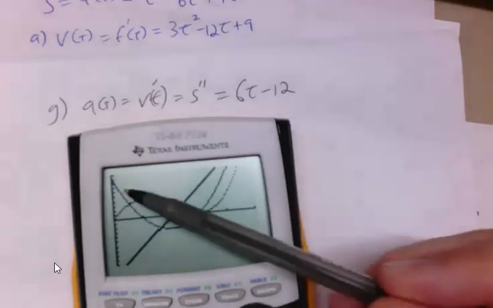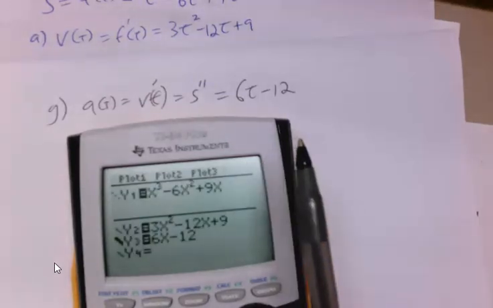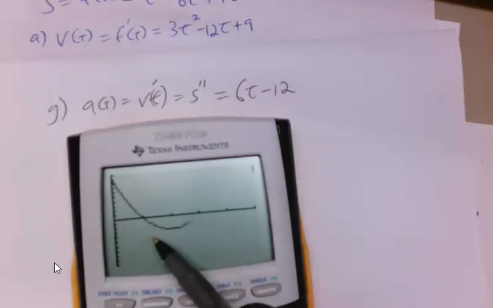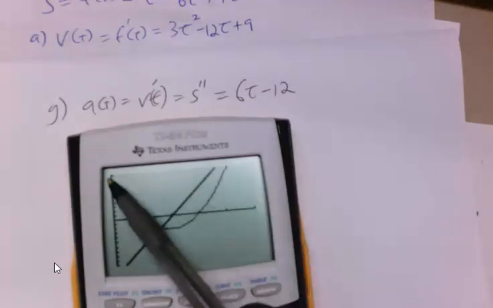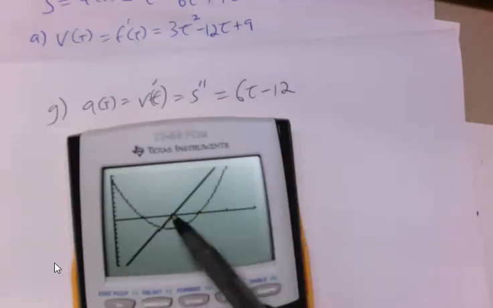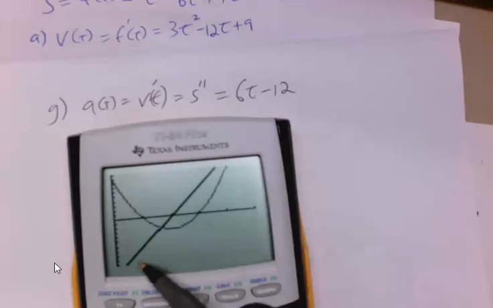So you can kind of look at the picture. In fact, I could probably hide the position function, since we don't really need it for this question. So I'll just graph the two. There's the velocity, and here's the acceleration. The velocity is positive from here to here, negative from here to here, positive from here to here. Acceleration is negative from here to here, and then positive from here onward. So we're looking for when they have the same sign value.